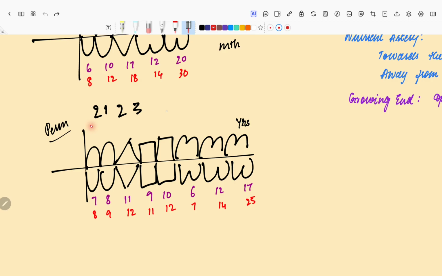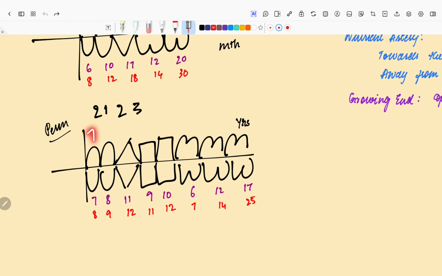These follow the set 2, 1, 2, 3 criteria. So we'll see when each of these starts. I'll be talking about the lower limit. Whatever you see in purple is the lower limit, whatever you see in red is the upper limit. So the order goes like this: the first molar appears at 6 years.